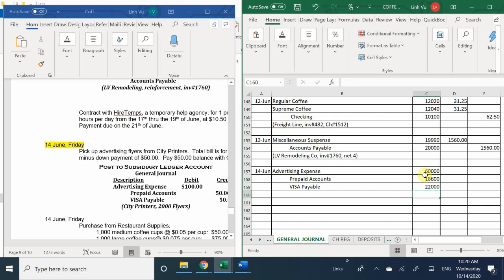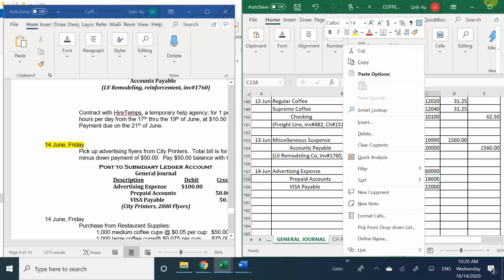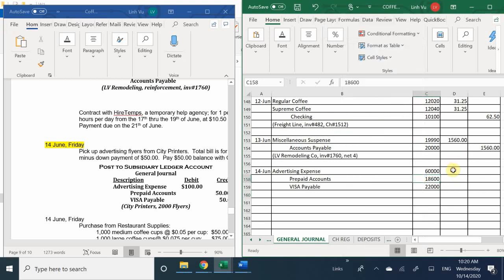Because our total bill for our advertising expense is going to be $100, right? We made a down payment of 50, so therefore what we have to pay now remaining is going to be 50. All right, so now our debits and credits match. And I'm going to indicate here in my description that I paid off City Printers, the vendor.